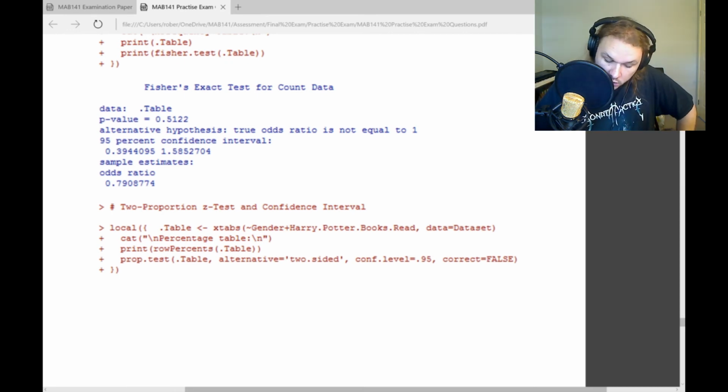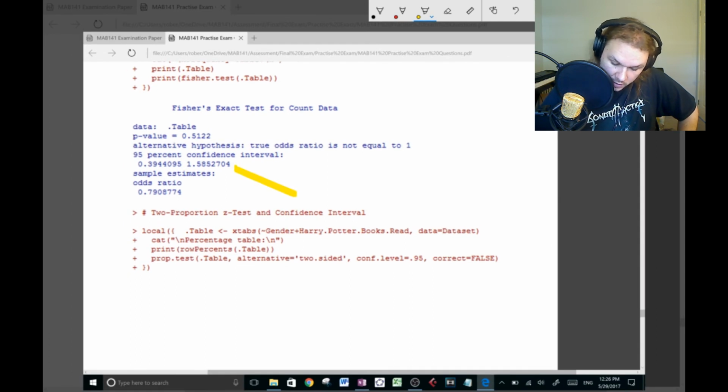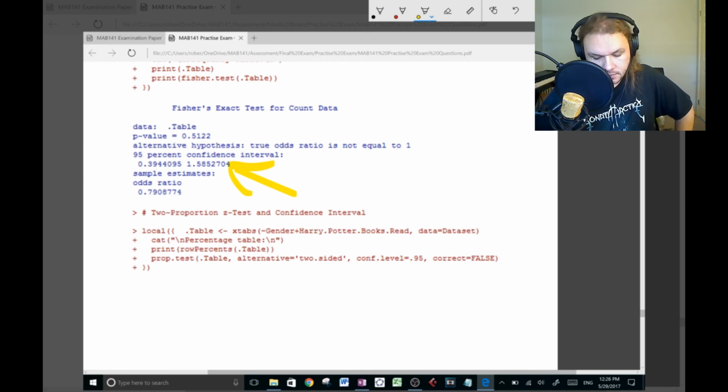So again, we don't need to comment on the confidence interval because we don't have a significant p-value. This is a confidence interval on the odds ratio. You don't have to unravel it back to the probabilities. You would just say that the odds ratio of females compared to males is between this and this. If you did have a significant p-value, these would either both be above 1 or both be below 1.